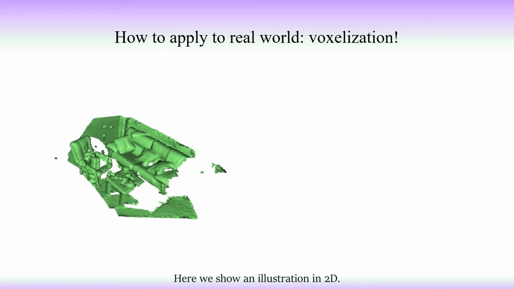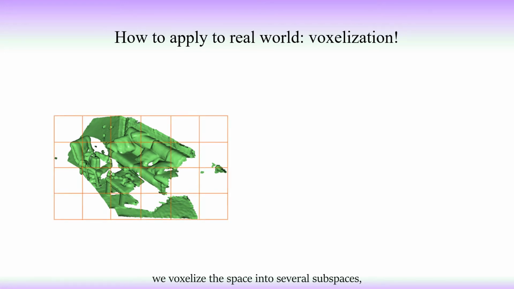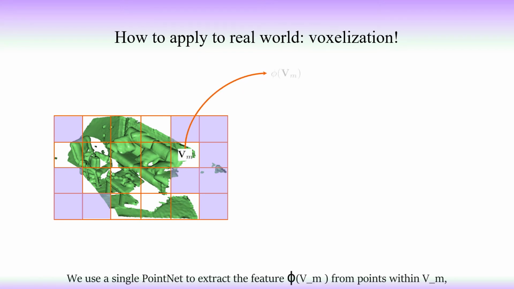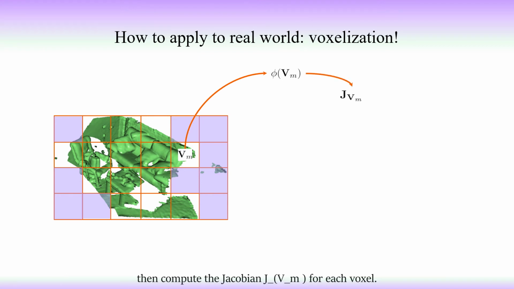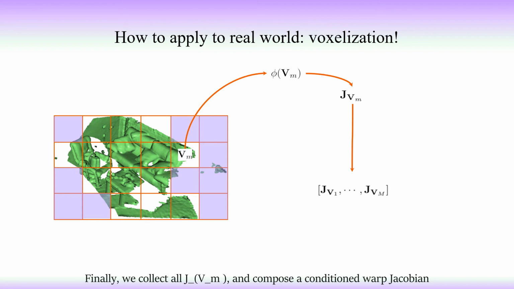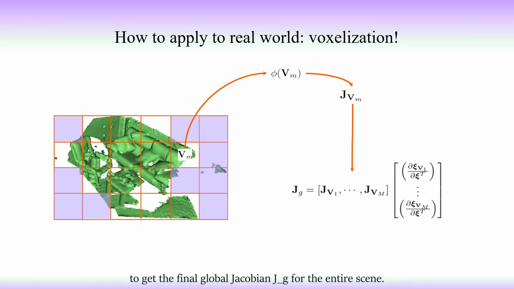Here we show an illustration in 2D. Given a large-scale complex scene, we voxelize the space into several subspaces, excluding the voxels with fewer points and only using voxels with a certain number of points. These voxels are denoted as VM. We use a single PointNet to extract the feature phi VM from points within VM, then compute the Jacobian JVM for each voxel. Finally, we collect all JVM and compose a conditioned warp Jacobian to get the final global Jacobian JG for the entire scene.